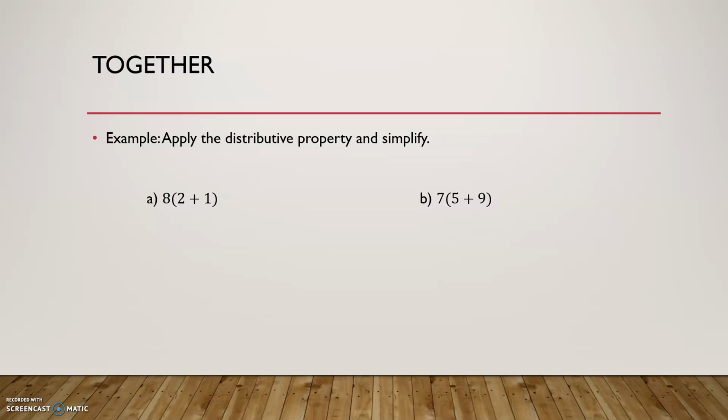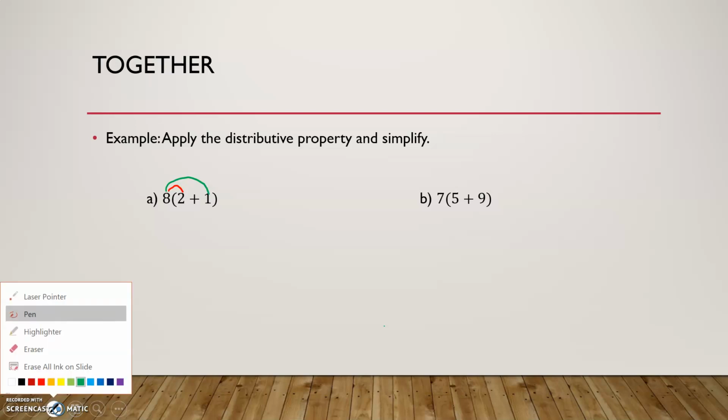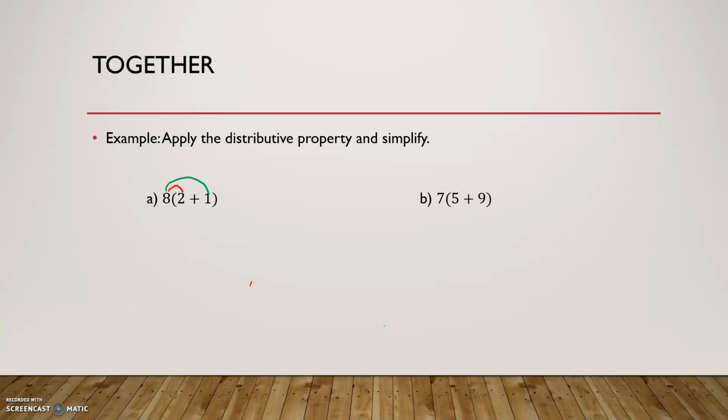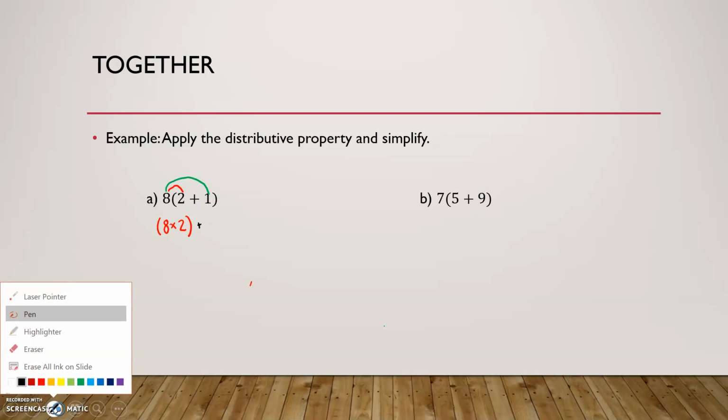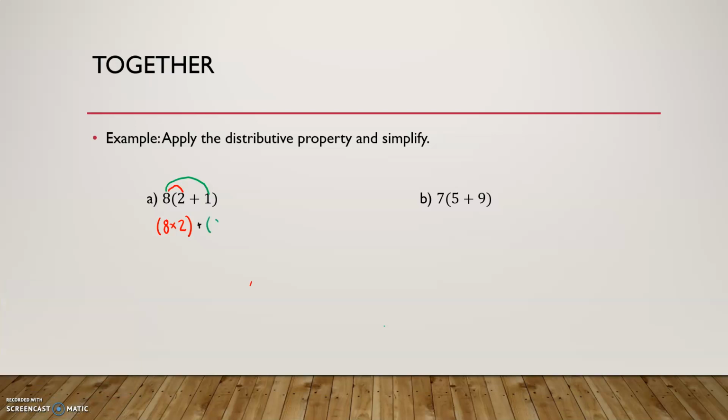All right, so apply the distributive property and simplify. So I'm going to apply the distributive property by multiplying what's on the outside by everything inside. So in the first one, I have 8 times 2 plus I have 8 times 1.